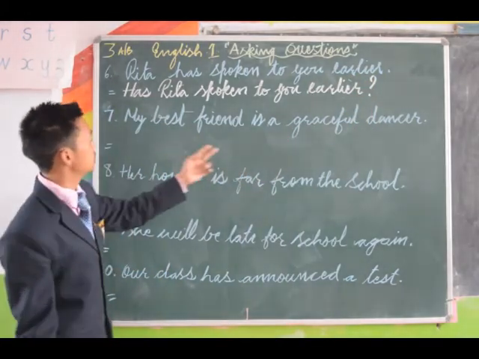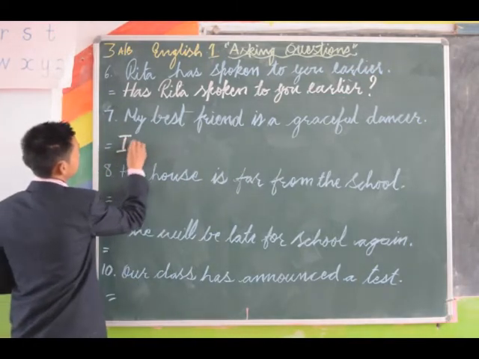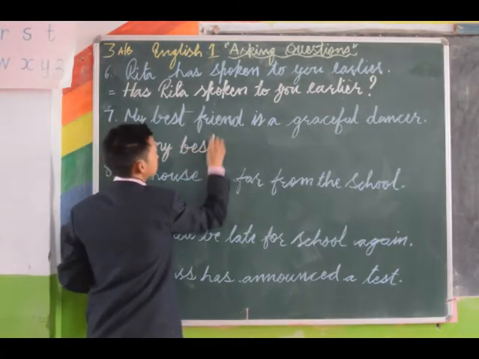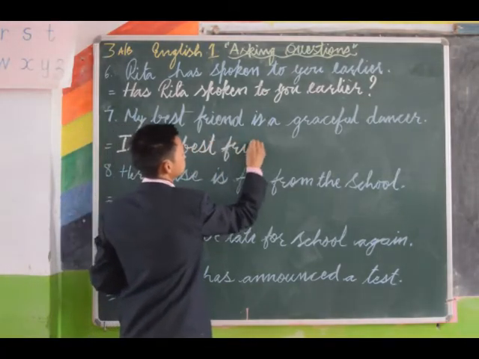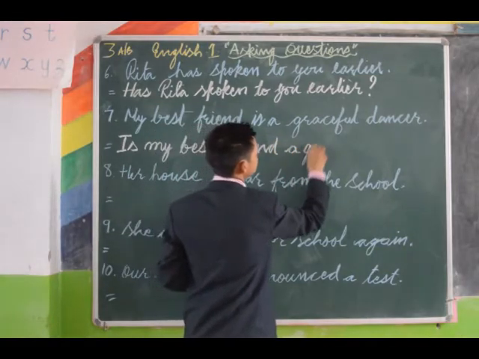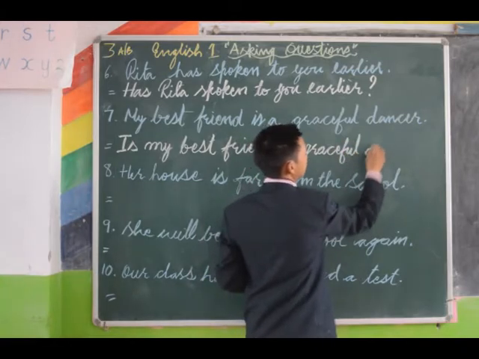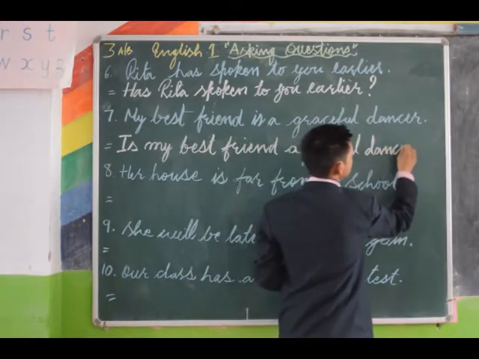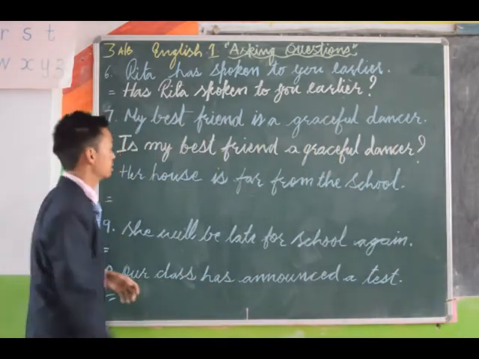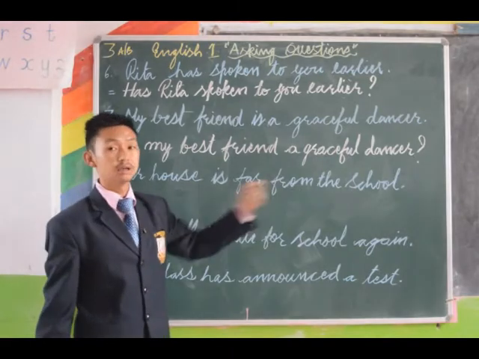The same way goes this way. My best friend is a good, graceful dancer. Is my best friend a graceful dancer? My best friend is a graceful dancer. Asking questions.